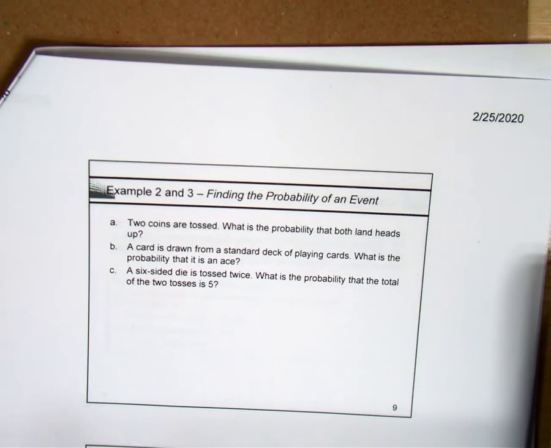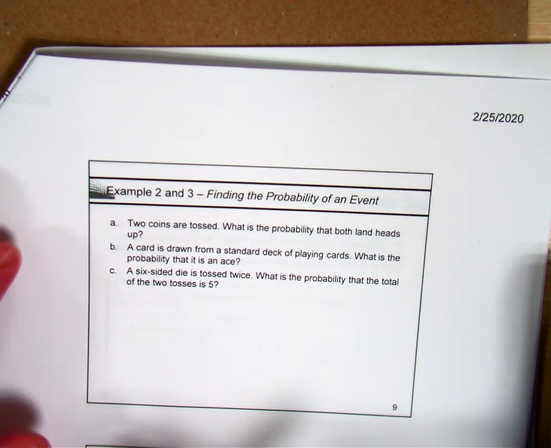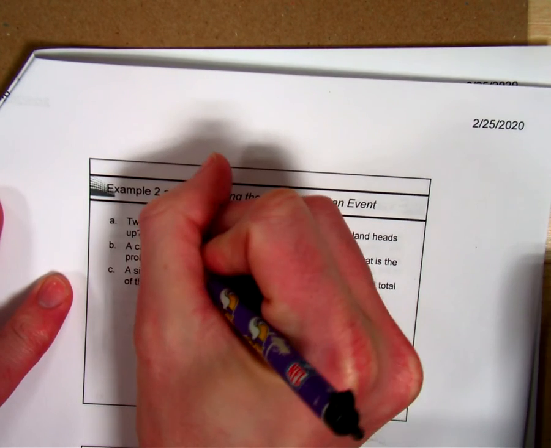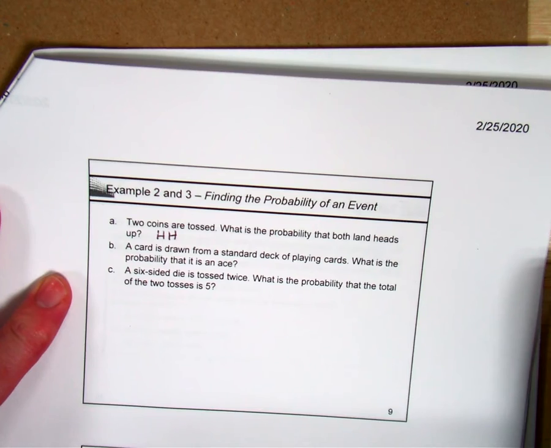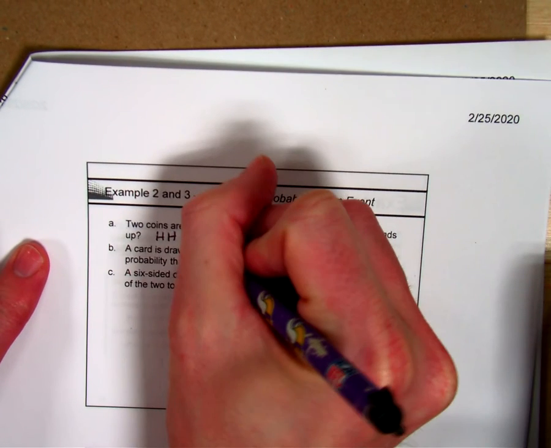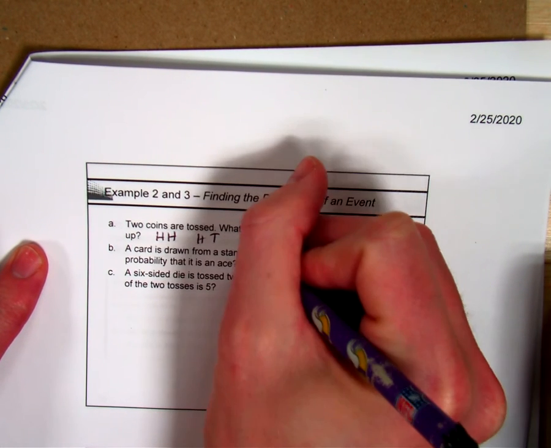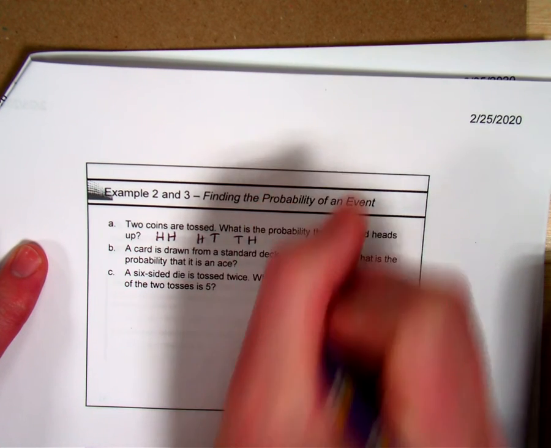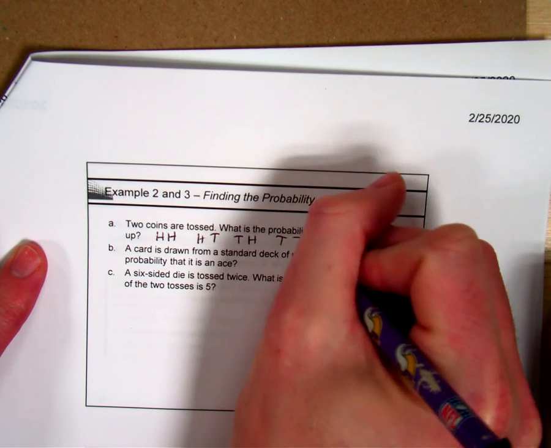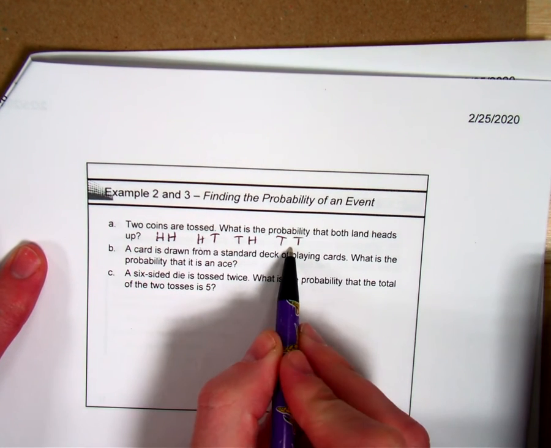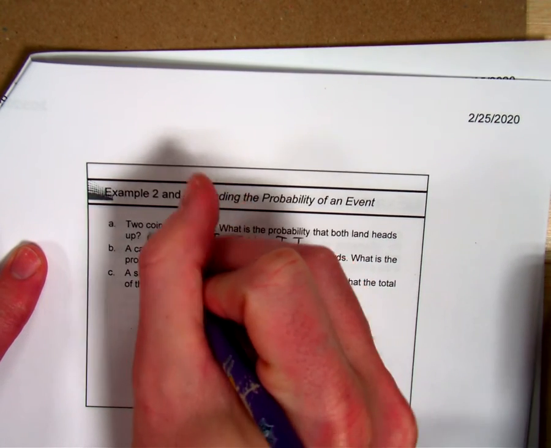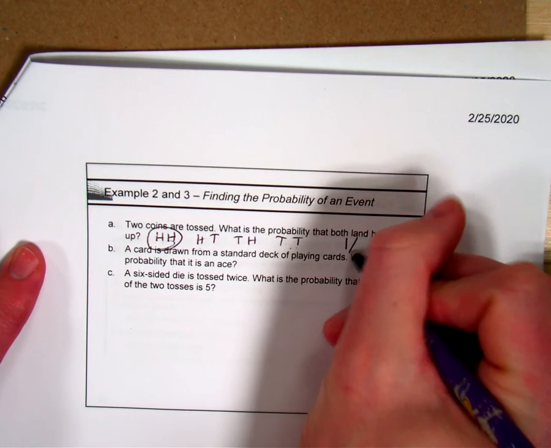Okay, if you were in class when we first discussed this, this is about as far as we got, I think. Two coins are tossed. What is the probability that both land heads? So heads heads is one option. Okay, first coin could be heads and second coin could be tails. We could go tails heads, or we could go tails tails. So we got 1, 2, 3, 4 outcomes, and the only one we're interested in is heads heads. So that's 1 out of 4.